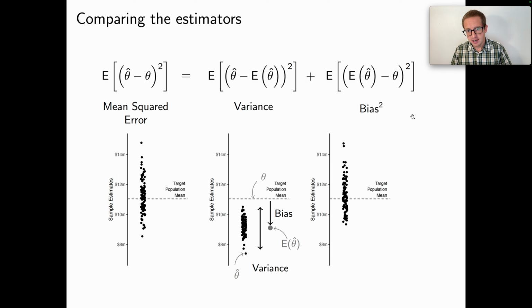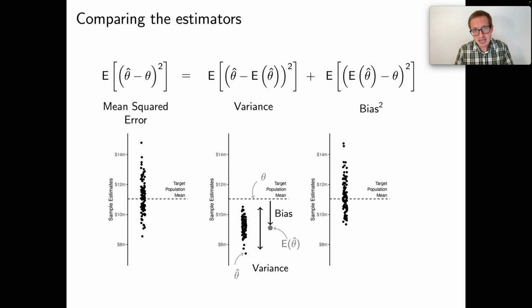The third term here is bias squared. So we have the bias. This is the difference between the expected value of the estimator and the truth. Down here in the figure, the bias is the difference between this expected value, the average of the points, and the true thing we're trying to estimate, this horizontal line. If you take that difference and square it, then you'll get the bias squared, which is this second term in the decomposition.